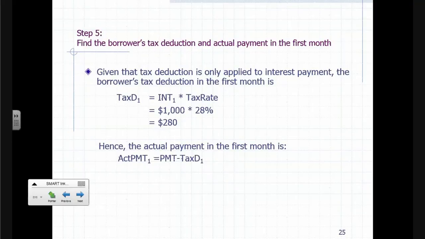Then the actual payment in the first month, right? How much do you pay? Your monthly payment is $1,199.10, minus your tax saving of $280 for the first month. That's your actual money.